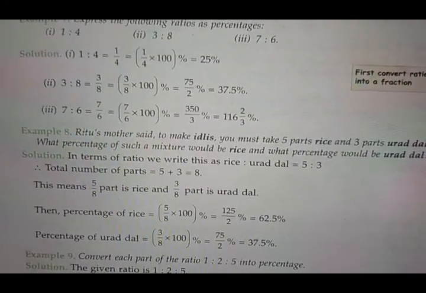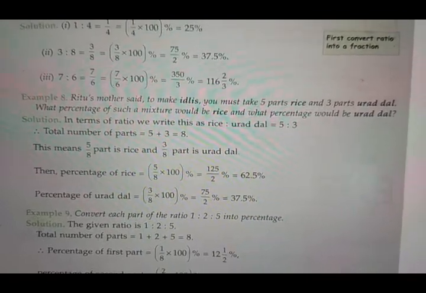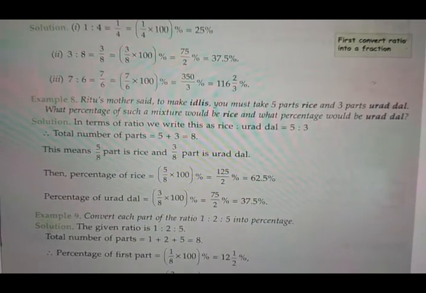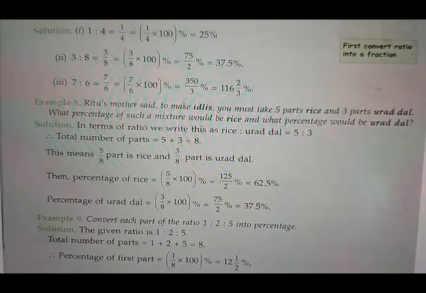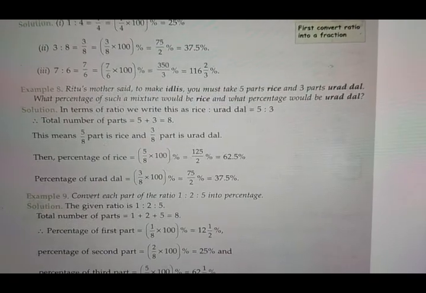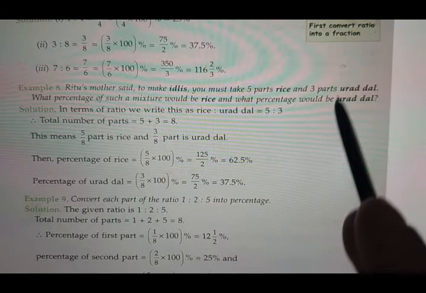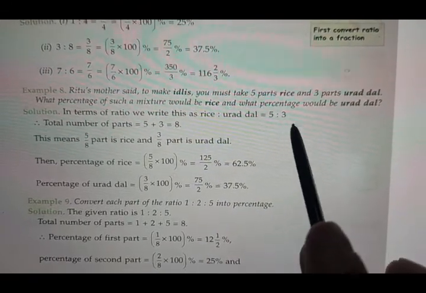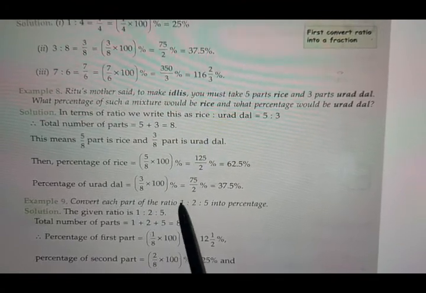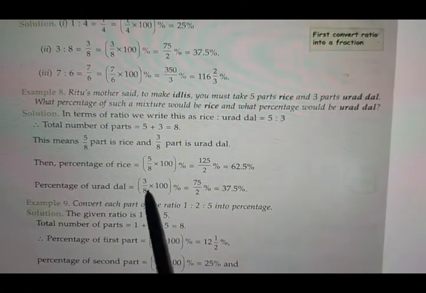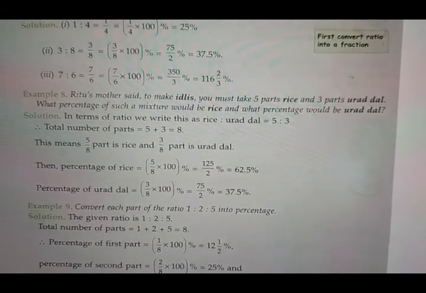So it's very easy. I don't think there's any need to tell this. Ritu's mother made idli. You must take 5 parts rice and 3 parts urad dal. What percentage of such a mixture would be rice, and what percentage urad dal? This is a ratio percentage question. So you add the ratios: 5 plus 3 is 8. So 5 upon 8 into 100, 3 upon 8 into 100. You will get this, and you get to know in what percent you have to mix.